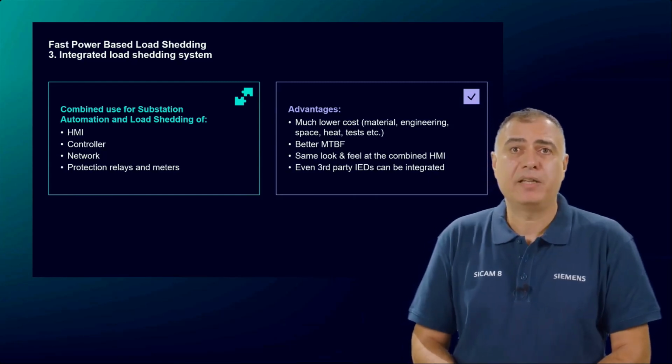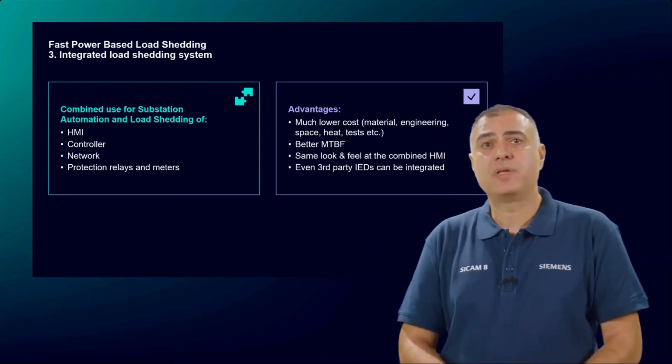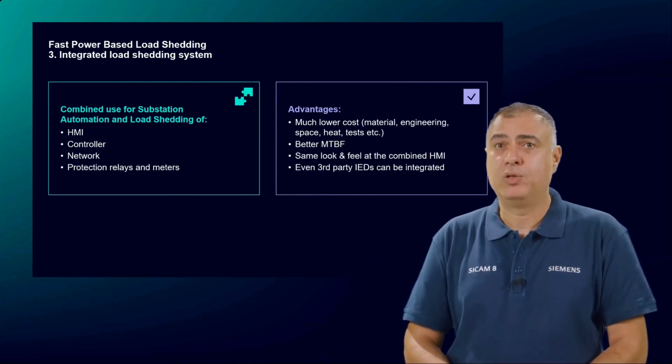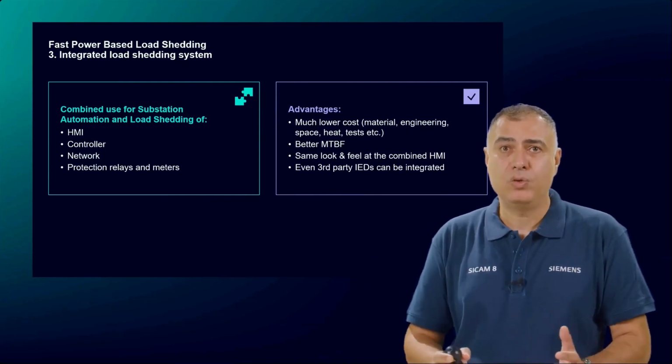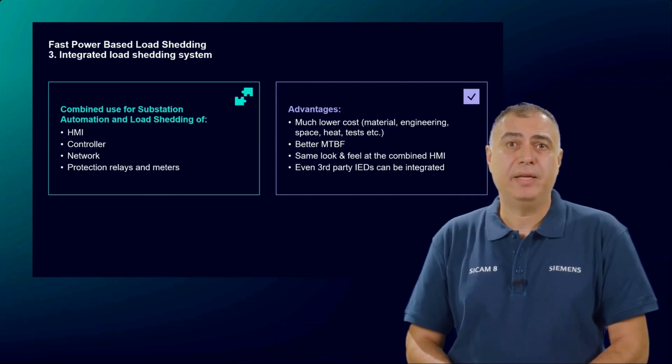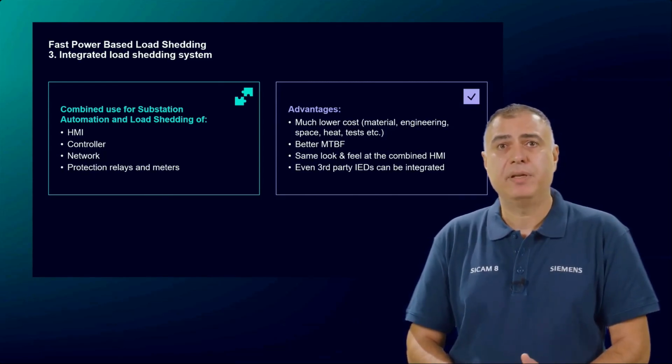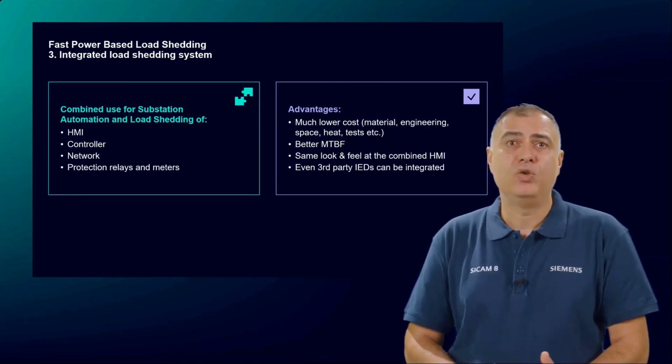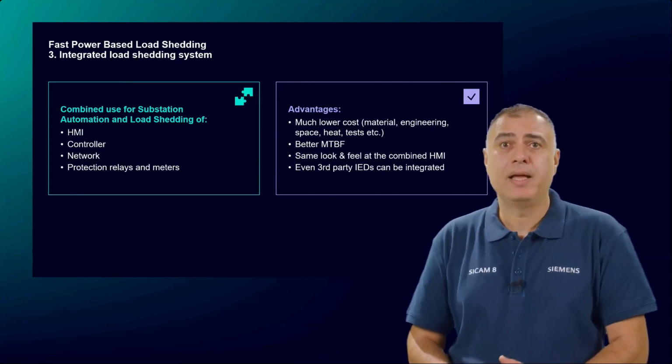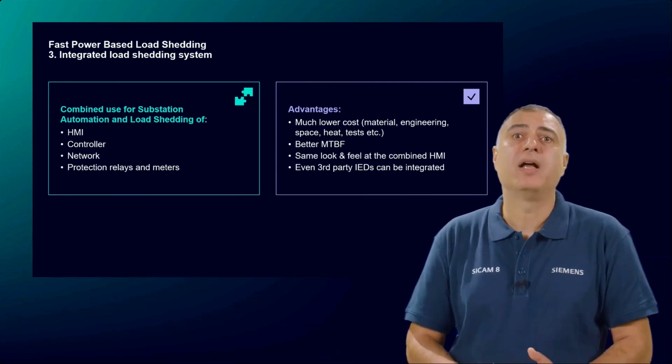Even third-party protection relays can be used as contingency and load relays. But of course, if requested, an independent load shedding system can be provided. Even mixed configurations using standard protection relays and load shedding output relays are possible.